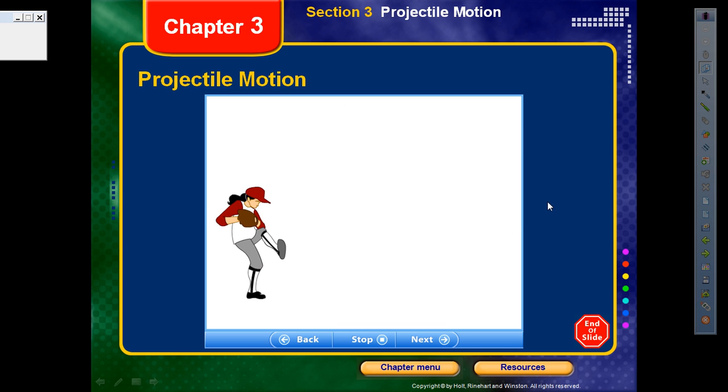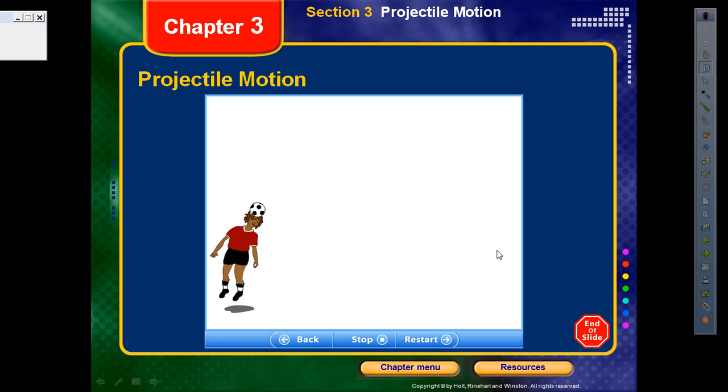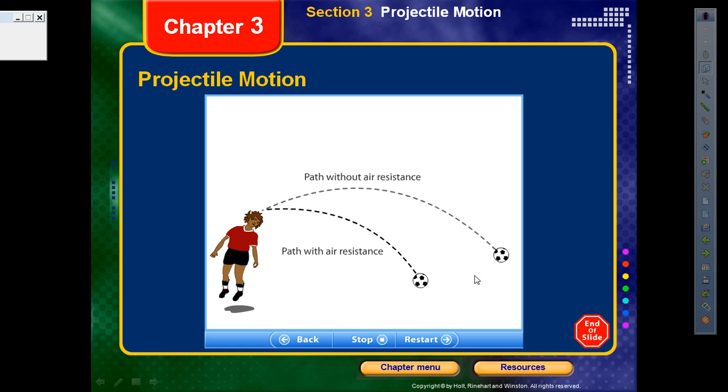As the ball leaves the pitcher's hand, it has a constant horizontal velocity. The force of gravity acts on the ball and accelerates it downward, causing its vertical velocity to increase. The two motions cause the ball to move in a curved path, known as a parabola. Air resistance changes the path of a projectile. When traveling through Earth's atmosphere, the projectile's path is not a parabola.